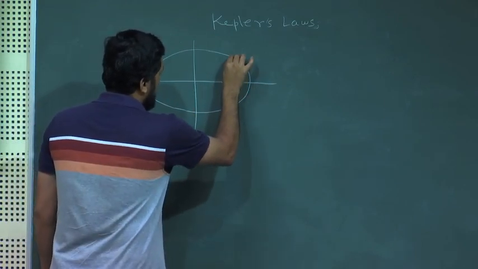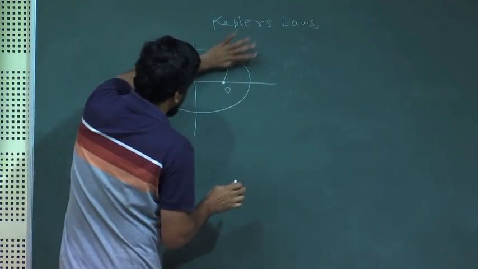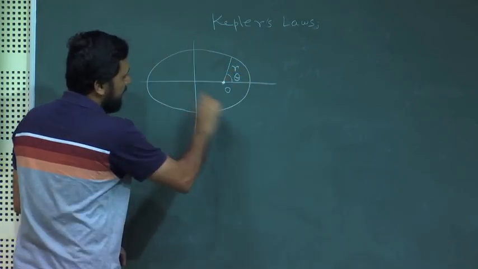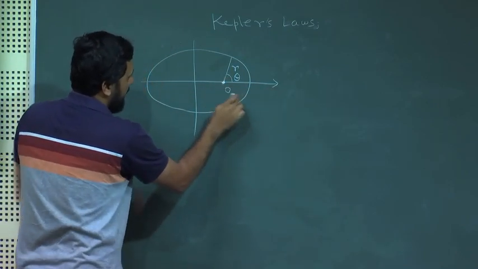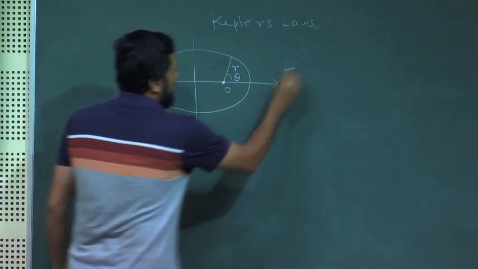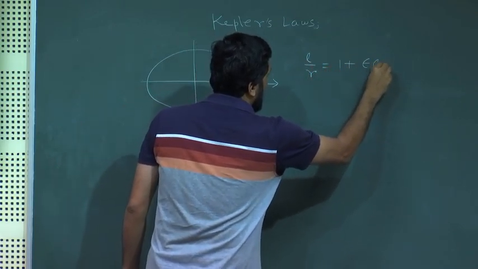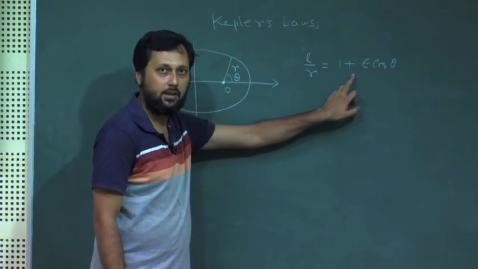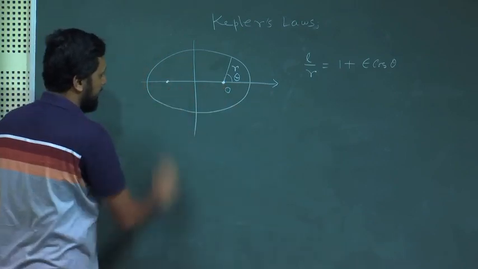The location of any point is given in terms of r and theta. Theta is the angle between this particular axis and the radial vector. So the equation is L by r equal to 1 plus epsilon cos theta, and it could also be 1 minus epsilon cos theta, because we can just shift the origin from this focus to the other focus. We have discussed it already.